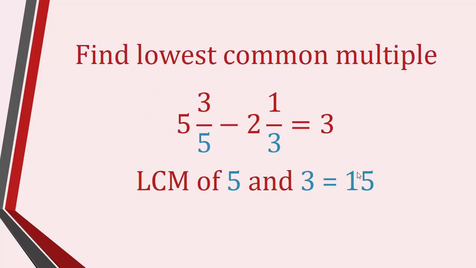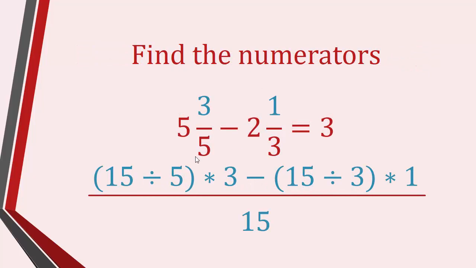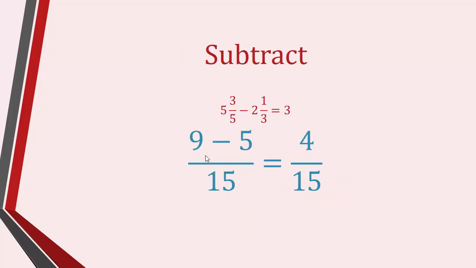Find the lowest common multiple. LCM of 5 and 3 equals 15. Find the numerators. 5 into 15 goes 3 times. 3 times 3 equals 9. 3 into 15 goes 5 times. 5 times 1 is 5. So we have 9 minus 5 over 15. So we subtract: 9 minus 5 equals 4 over 15.